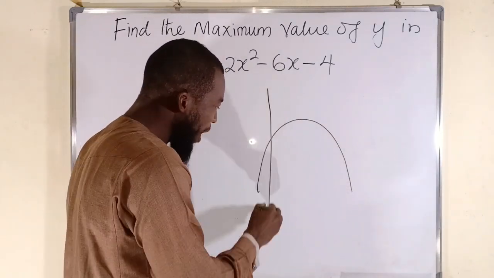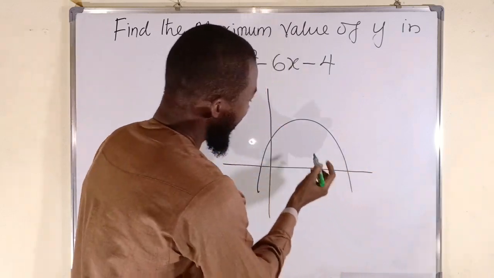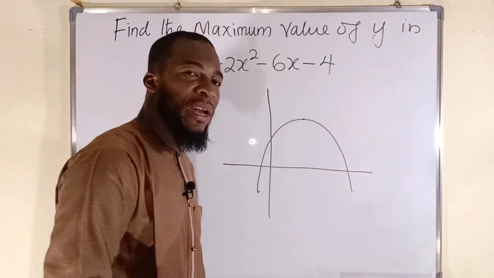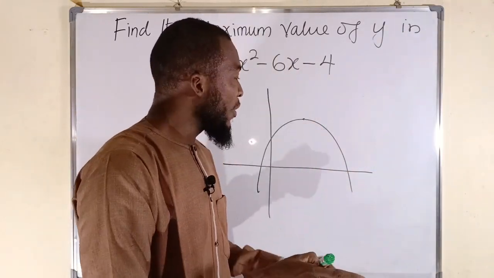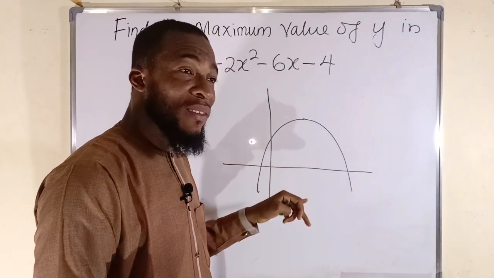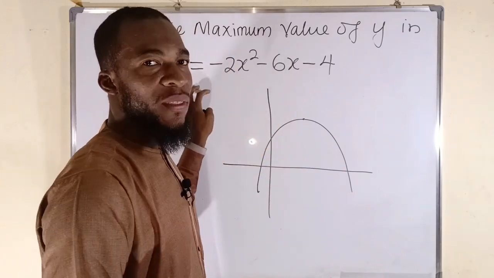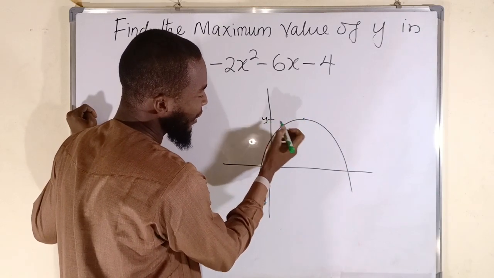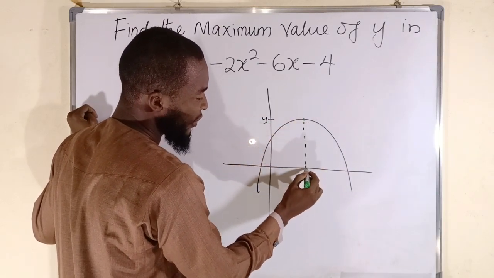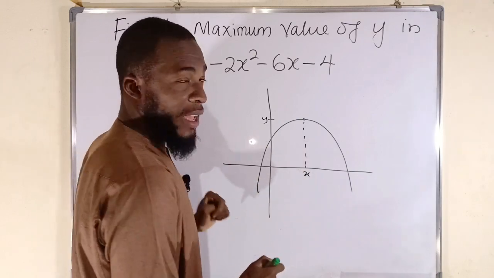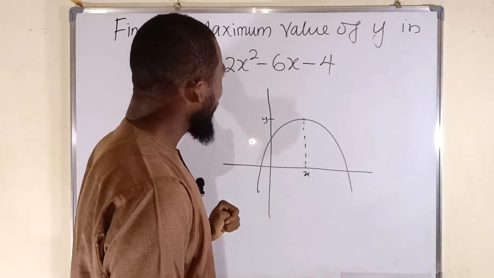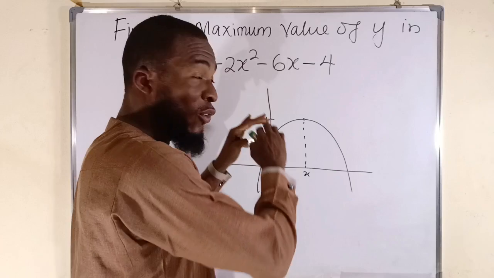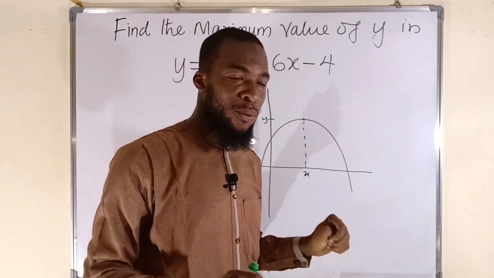If we have y and x-axis like this, this point, exactly where the curve takes a turn, the corresponding value of y at that point is said to be the maximum value of y in this equation. So at this point, we have value of y right here, and we can have a corresponding value of x right here. So I'm going to start with the first method by transforming the equation into a vertex form.